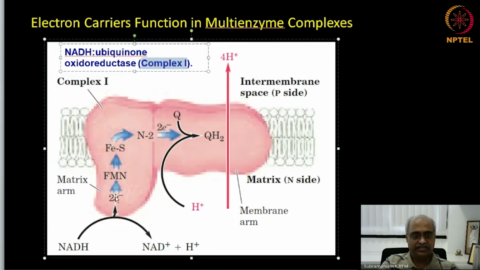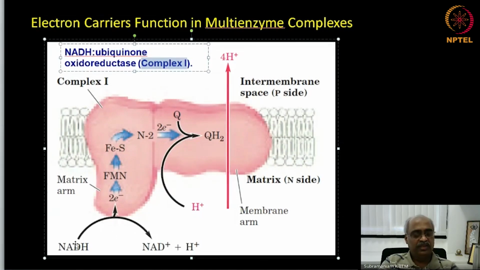This is the matrix side. So remember the structure of the mitochondria that I drew in the first slide. The innermost space is the matrix, this is the inner membrane, and this is the intermembrane space. P side means positive side because protons get transferred across. And because of that, this is relatively negative to the intermembrane space, so that's why it is called N side.